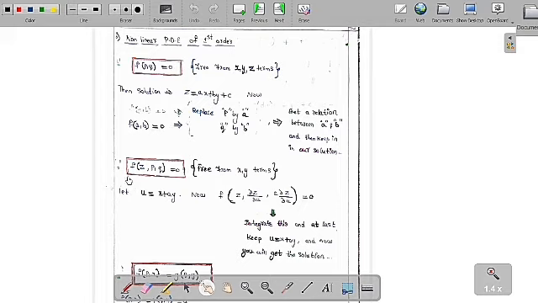Suppose there is another equation in this format, which is f of z comma p comma q is equal to 0, free from x and y terms.